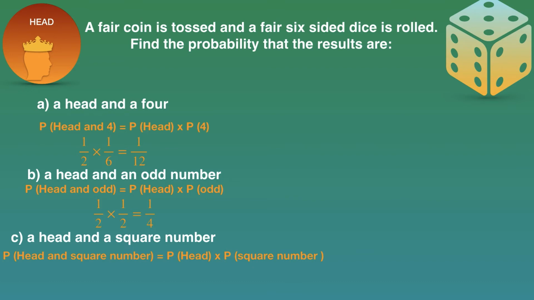Hence, the probability of getting a head and a square number on a dice is given by multiplying 1/2 with 2/6, which gives us 2/12 and simplifies down to 1/6.